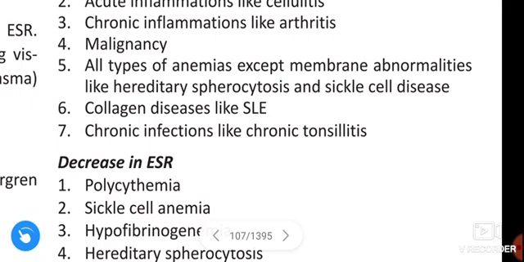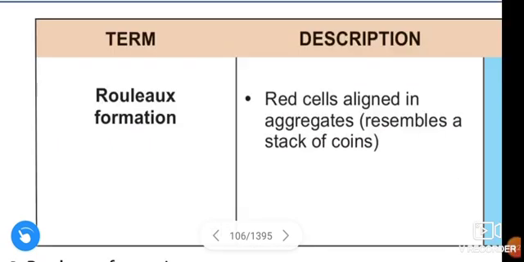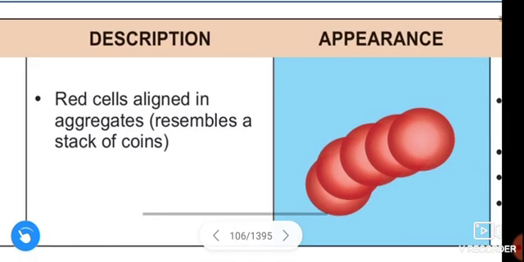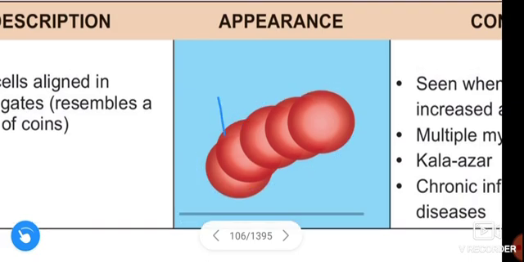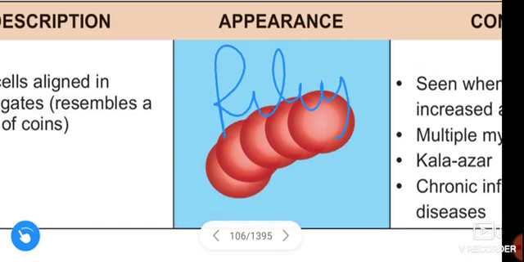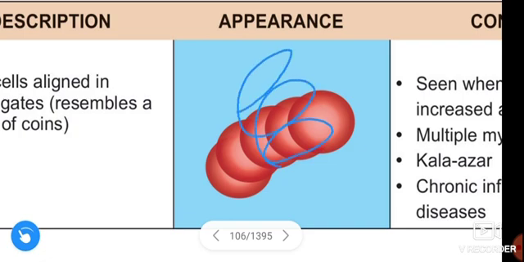I will show you a figure. See here, the term is Rouleaux formation, and in the description we say the red cells aligned in aggregates resemble a stack of coins. If you see here, it looks like a stack of coins. We call this Rouleaux formation. Rouleaux formation is nothing but piling of red cells one on another.